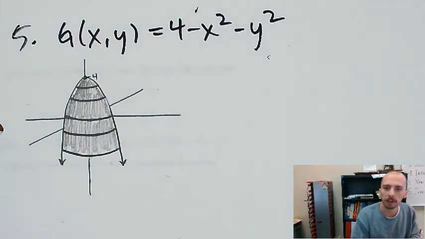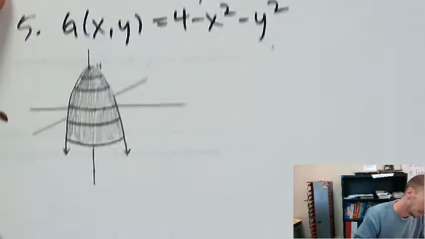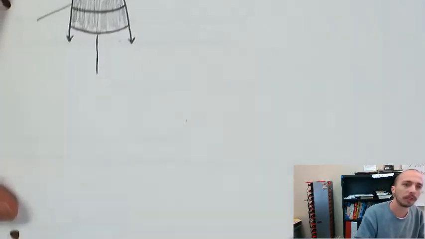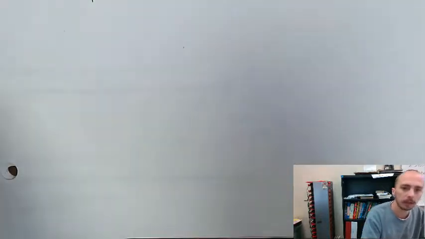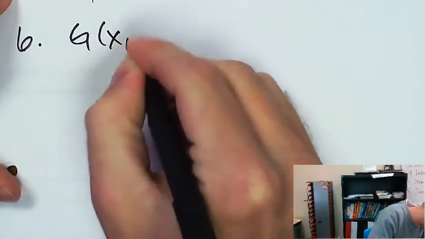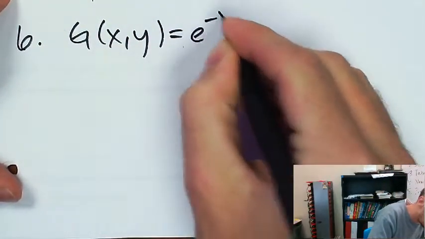All right, g of x and y equals e to the negative x. Ooh, man. That could be another one like the y squared, but as always, we could start with a front perspective, and then we could go from there. So number 6 is g of x and y equals e to the negative x.